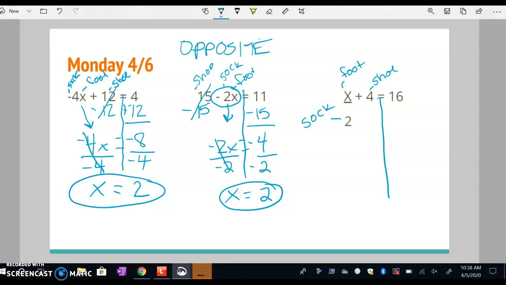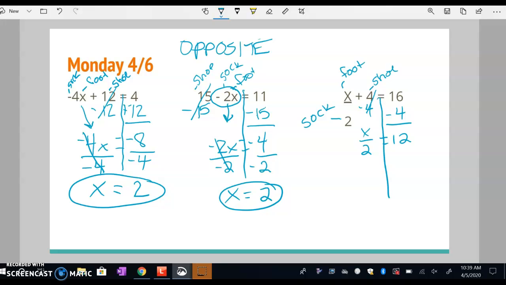I'm at +4 on the number line, so I want to take away 4 to get rid of the shoe. And I have to take away 4 on the other side of the equal sign as well. 16 minus 4 is 12. And I'm going to just rewrite my x divided by 2.